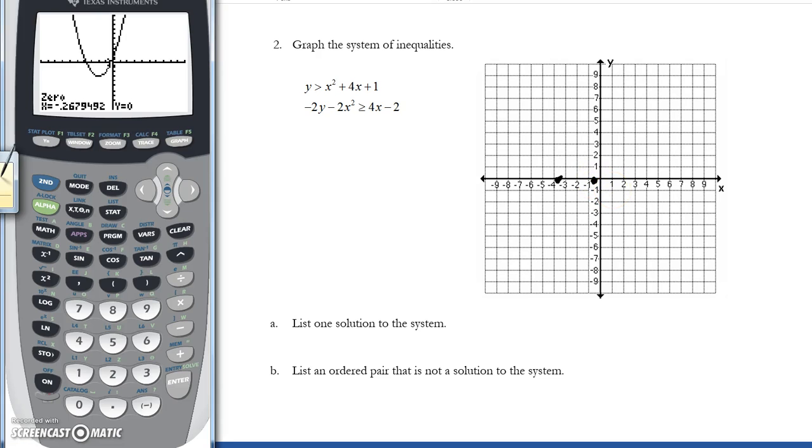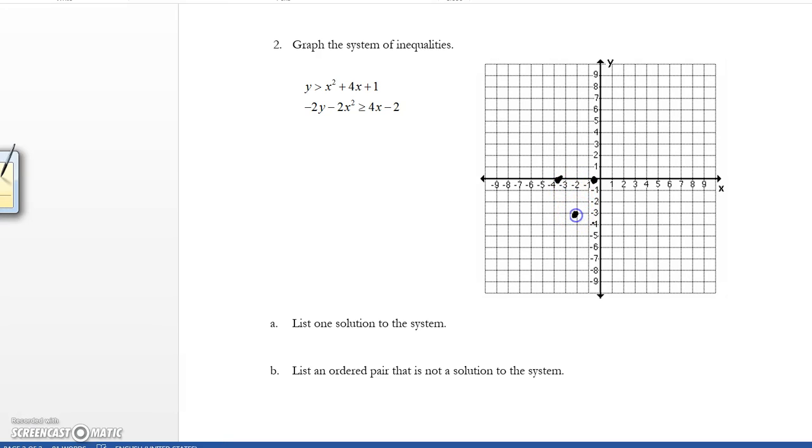I'll go ahead and get the vertex. So second, calculate minimum because it opens up. So number 3. And then my left bound I can do about negative 4. Enter. My right bound I can just choose 0. Enter. Guess again, don't worry about it. And this is at negative 2, negative 3. So at negative 2, negative 3 I have that point. And we're going to go ahead and graph this. Comes down like this.